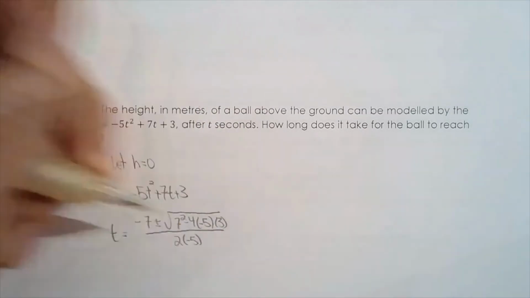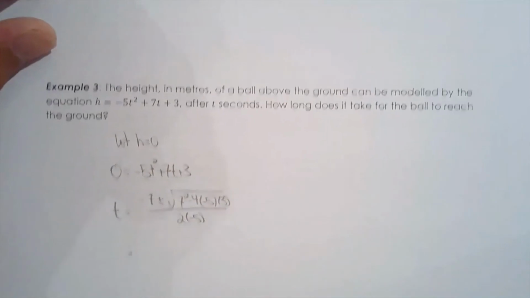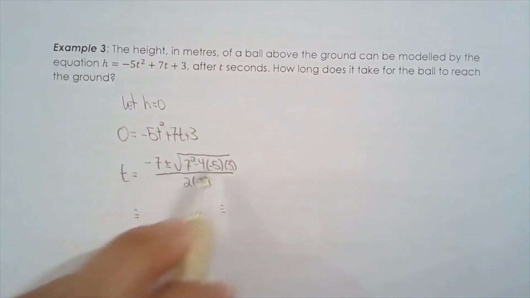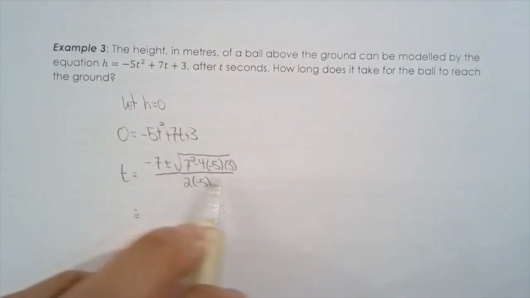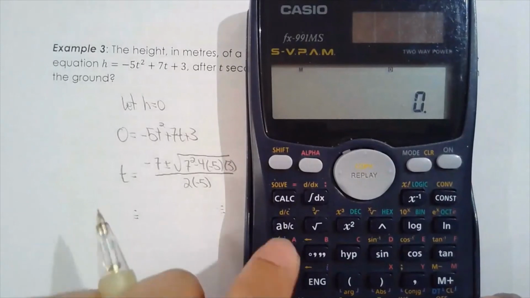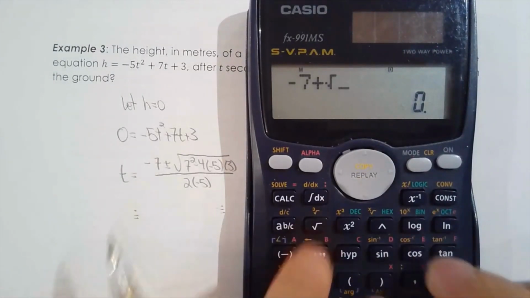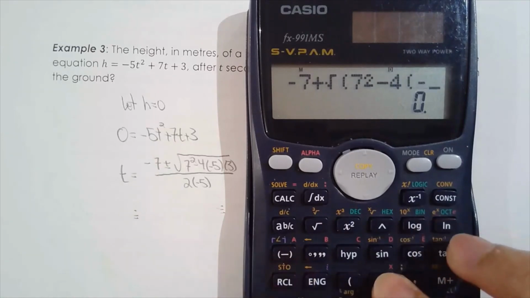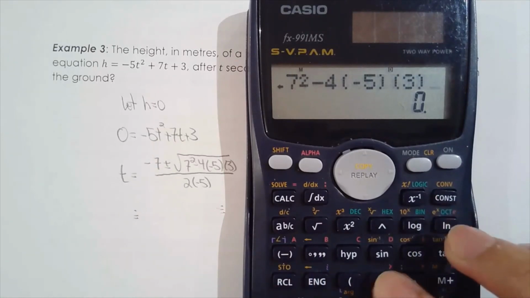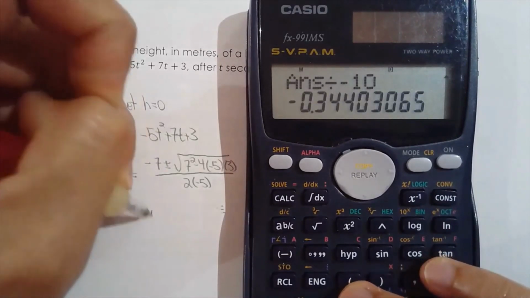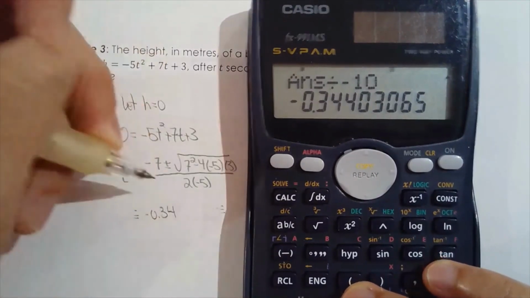Now this time I'm actually going to round it to 2 decimal places. Okay? So you punch this with a plus and then all over negative 10, and then with a minus and then negative 10. So this is how I would do it. So negative 7 plus, be careful, square root all of that. And then divide by negative 10. So you get negative 0.34. Let's do 2 decimal places.